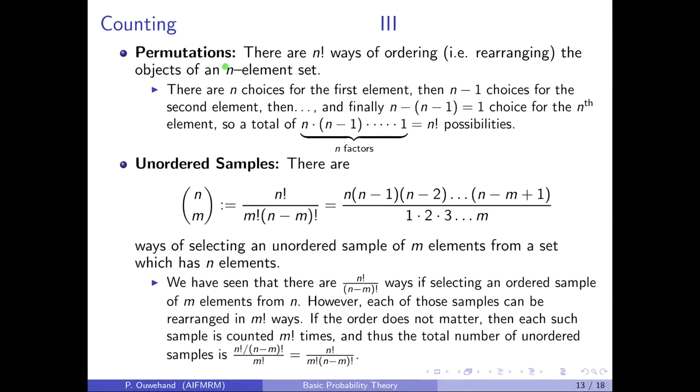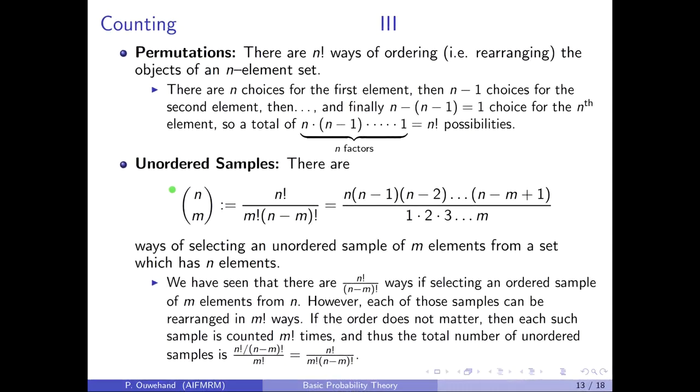A permutation of a set is simply a reordering or a rearrangement of that set. Using the multiplication principle, we see that there are n factorial many ways of rearranging the objects of an n-element set. There are n choices for the first element, then n minus 1 choices for the second element, etc., all the way to 1 choice for the nth element. And that's a total of n times n minus 1 all the way down to 1 equals n factorial possibilities.